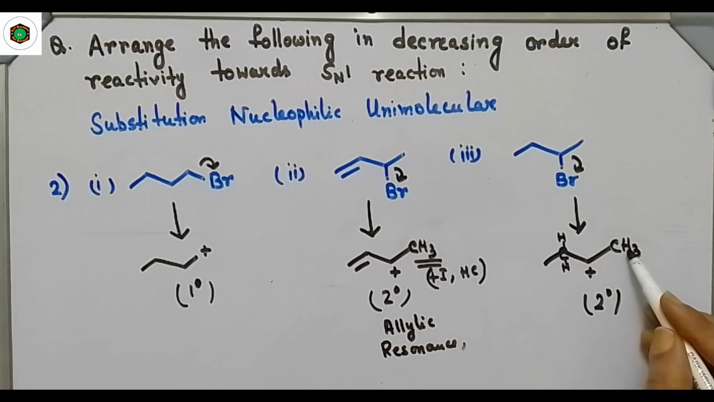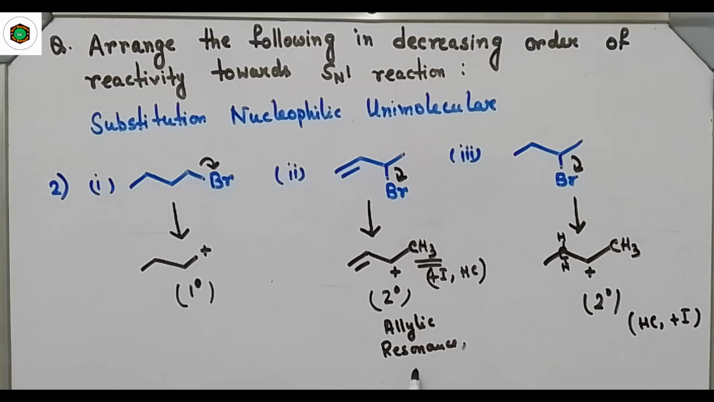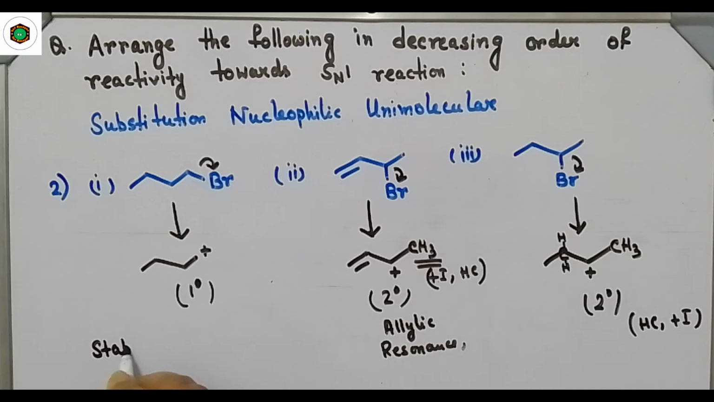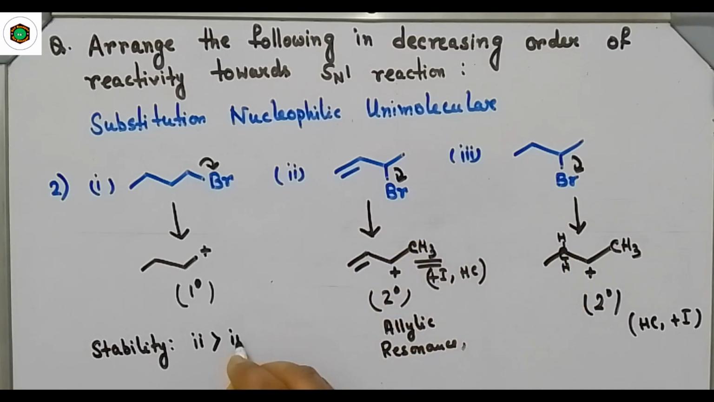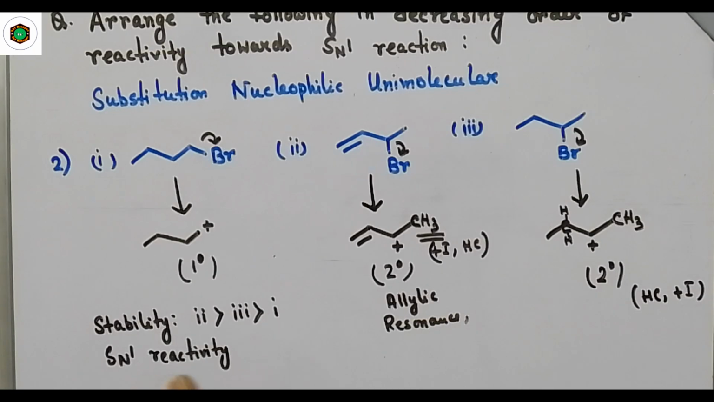So only here plus I effect and hyperconjugative effect is operating. Hyperconjugative effect and plus I effect. Since here resonance is there, so this is the most stable carbocation. And here only hyperconjugative effect is there. So the stability order of carbocation is 2 is the most stable, then 3 it is secondary, then the last one is this primary. So this is the order of SN1 reactivity also. 2, then 3, then 1.